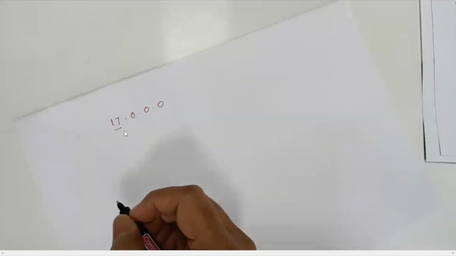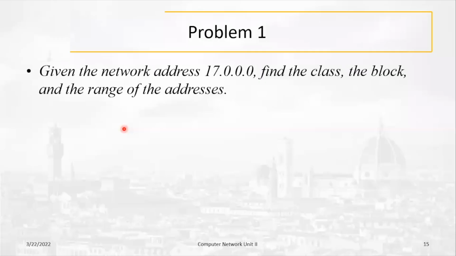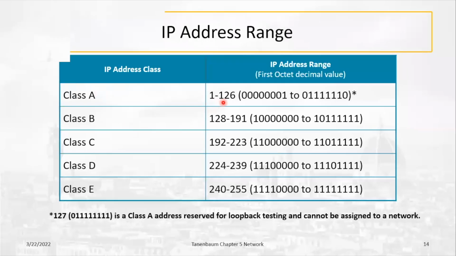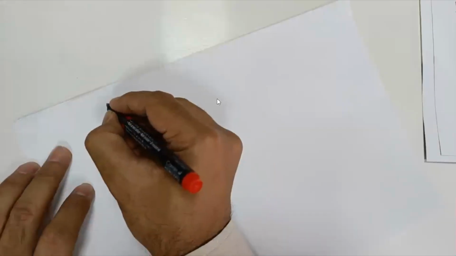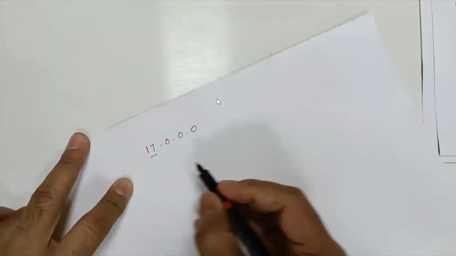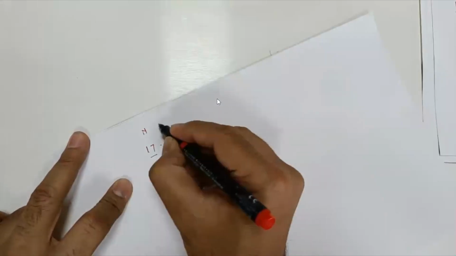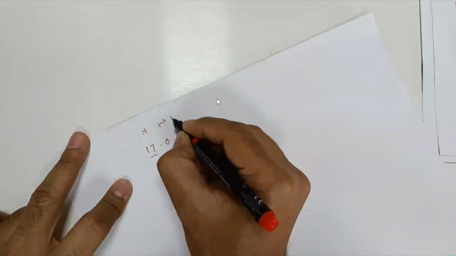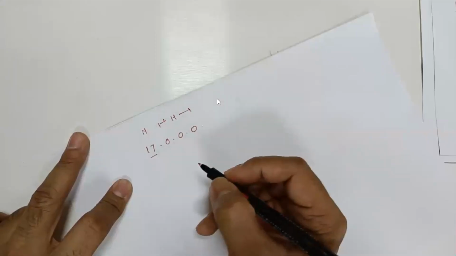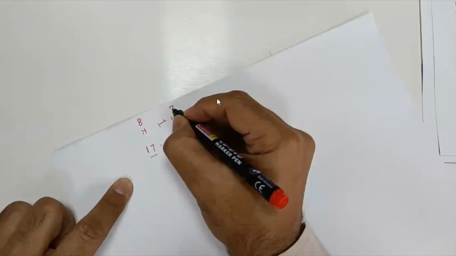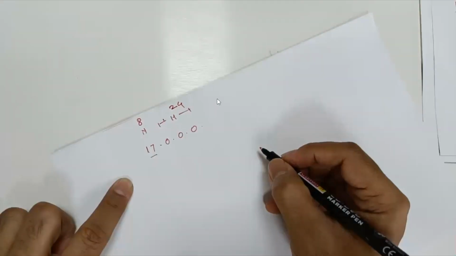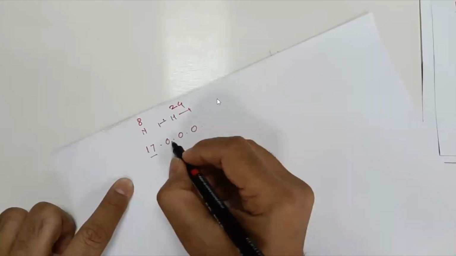Class A, because it lies between the range, that is the first one. We are talking about the first octet. In class A, immediately what you have to do is find out what is the network part and what is the host part. If it is a class A, that means 8 bits are network bits and the remaining 24 bits are host bits. If you notice, all the host bits are 0.